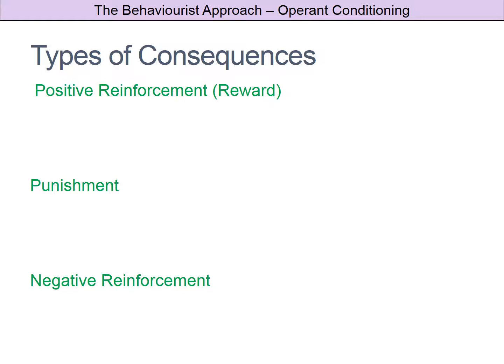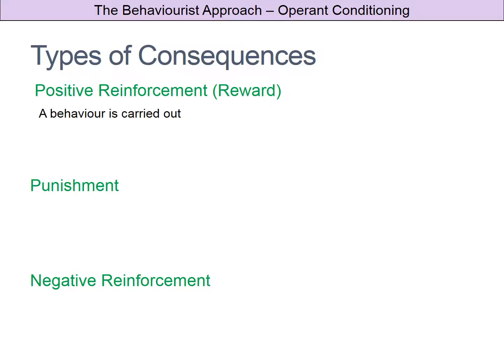Types of consequences then. So there are three types of consequences in operant conditioning that you need to know about. The first two are probably quite familiar to you. The third one is maybe slightly more complex. So the first one, positive reinforcement or a reward. So this is exactly what it says.